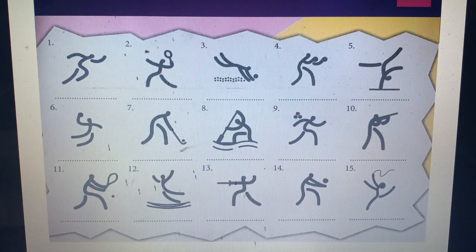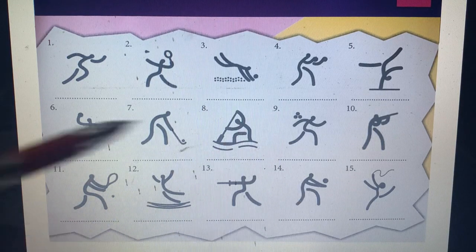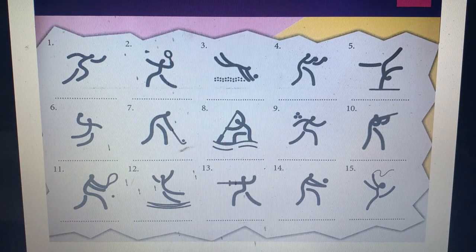Then after that, number 14 is handball. You can see the ball in the person's hand. Then the fifteenth is artistic gymnastics. Artistic gymnastics is done with the help of any object. Fine. So let us proceed further.